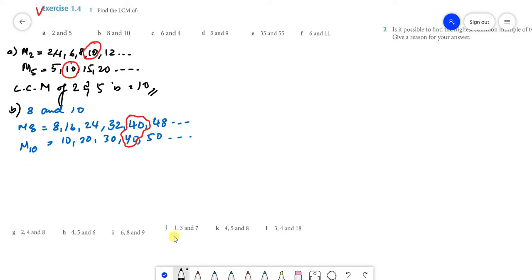So we can write LCM of 8 and 10 is 40. Okay, so we are done with A, we are done with B. Let's move to C.